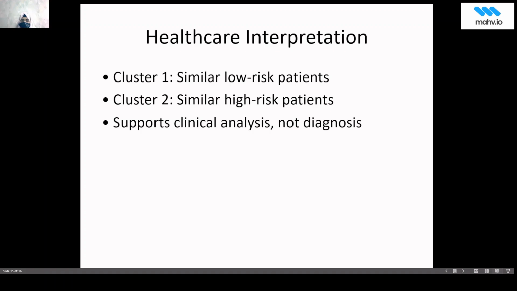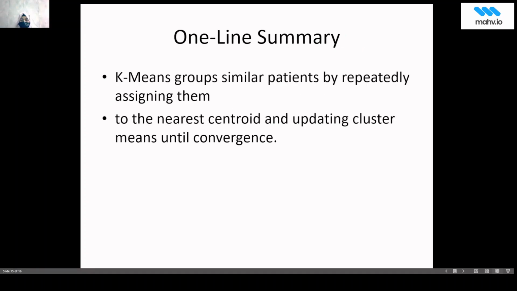So, health interpretations of the clusters. For example, we have made two clusters here. Cluster one is similar low-risk patients, having low risk chances, and cluster two has high-risk patients. So now you will see this supports clinical analysis, not diagnosis. It is doing analysis: cluster one has similar low-risk patients and cluster two has similar high-risk patients. And then we summarize our topic: K-means groups similar patients by repeatedly assigning them to the nearest centroid and updating the clusters until convergence.